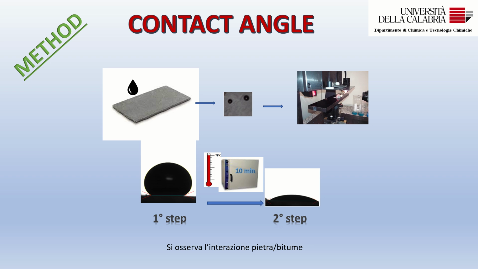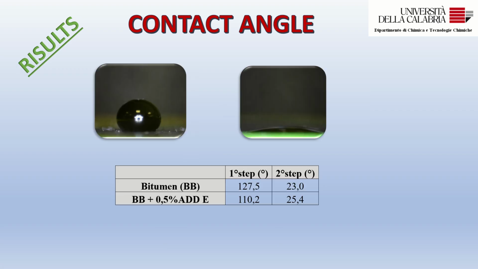In particular, it's very important that the surface of the stone is very smooth, and the particular condition is described in this slide. When you have a high affinity between the stone and bitumen, the internal angle of the drop of bitumen on the surface of the stone is low. When you have a high value of the internal angle of the drop, you have the worst affinity between bitumen and stone.